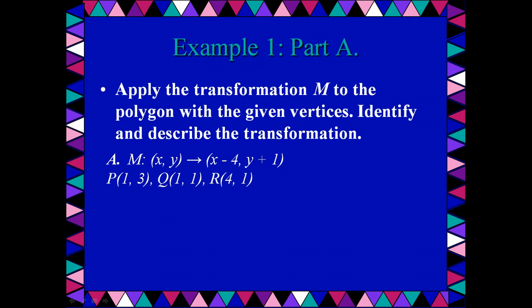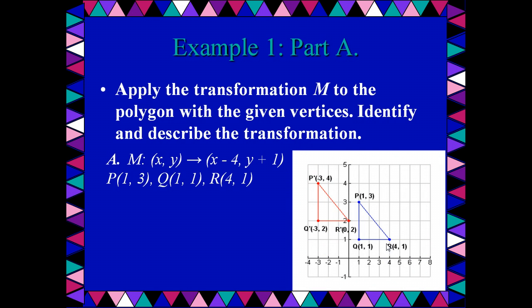Let's look at an example. We want to apply the transformation M to the polygon with the given vertices. Identify and describe the transformation. So the first part, A, gives us M, which is a mapping of (x, y) onto (x minus 4, y plus 1). And then we're given some points, P, Q, and R. We have P at (1, 3), Q at (1, 1), and R at (4, 1).